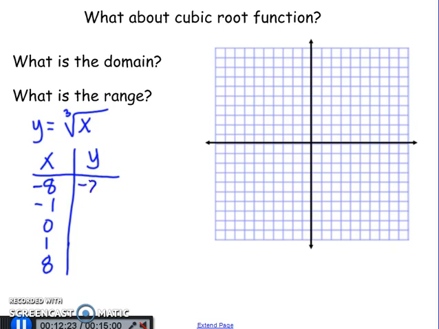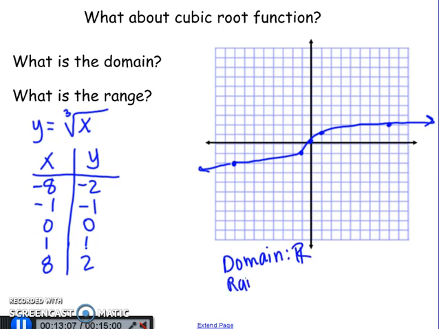So the cubed root of -8 is -2. The cubed root of -1 is -1. The cubed root of 0 is 0. Cubed root of 1 is 1. Cubed root of 8 is 2. So when we go to graph this, we have -8, -2; -1, -1; 0, 0; 1, 1; 8, 2. So if we follow this shape, it kind of looks like an S. And in this case, since it's going on forever in both directions, your domain and your range is all real numbers. So there's nothing that x can't be, since x can be positives or negatives. And then in that case, the y can be anything as well.